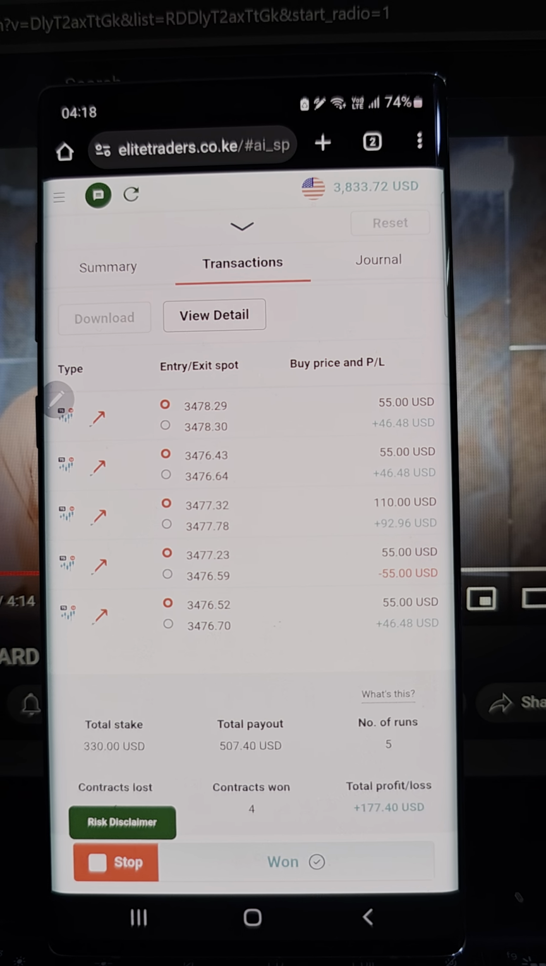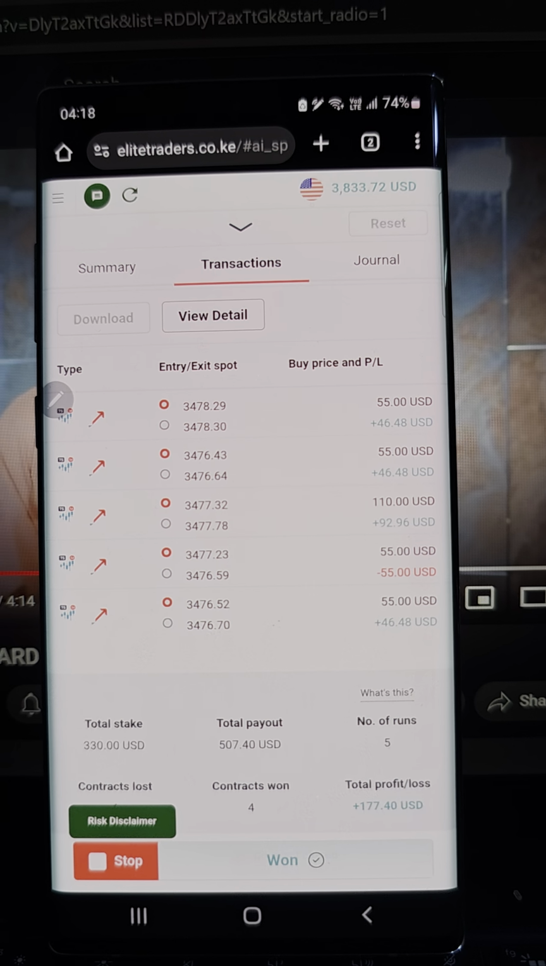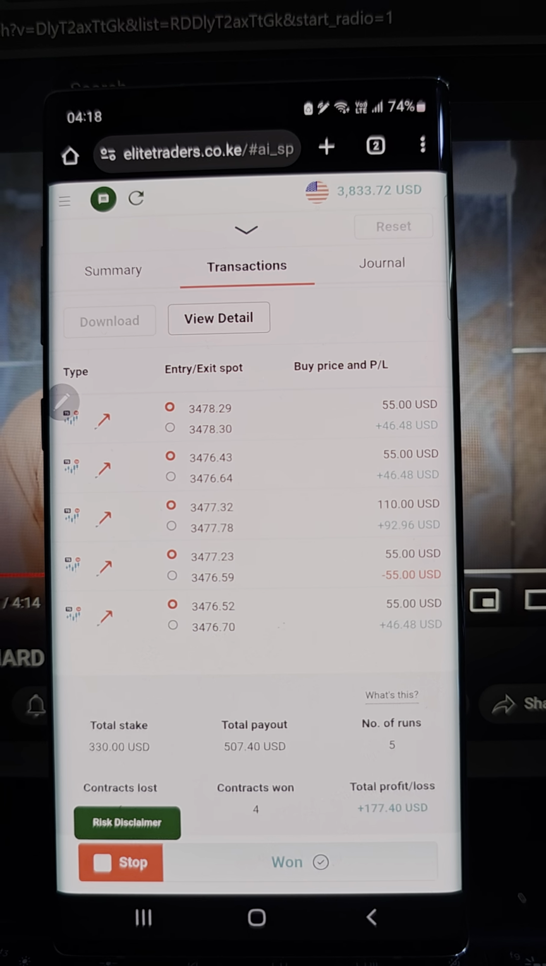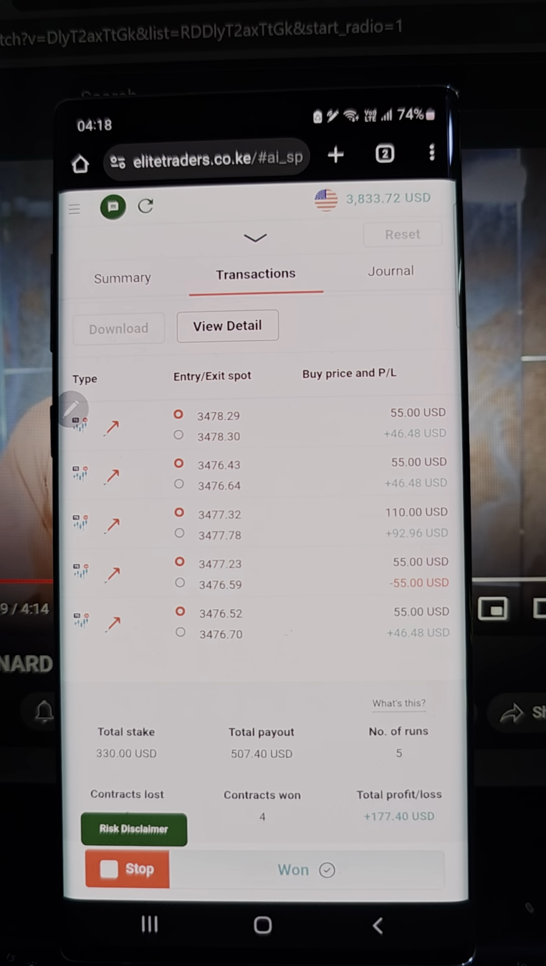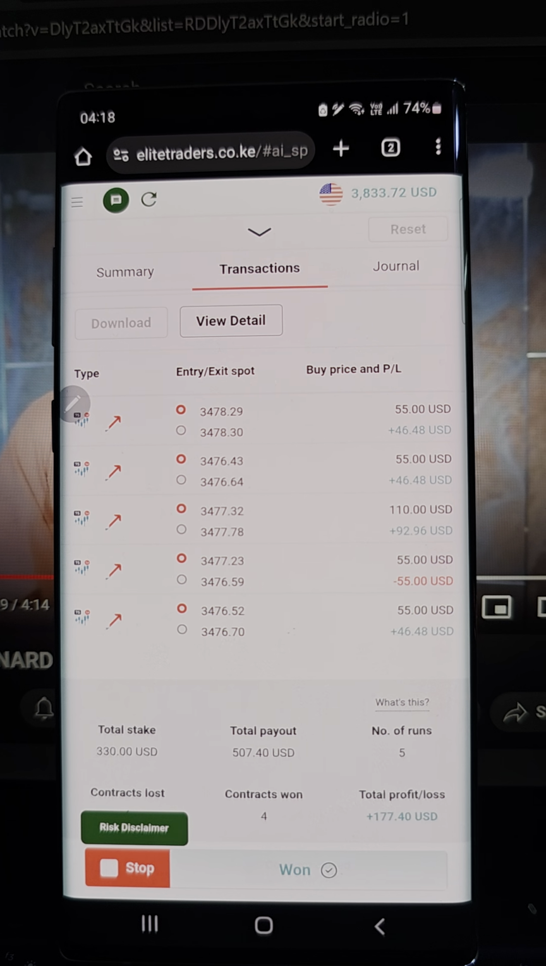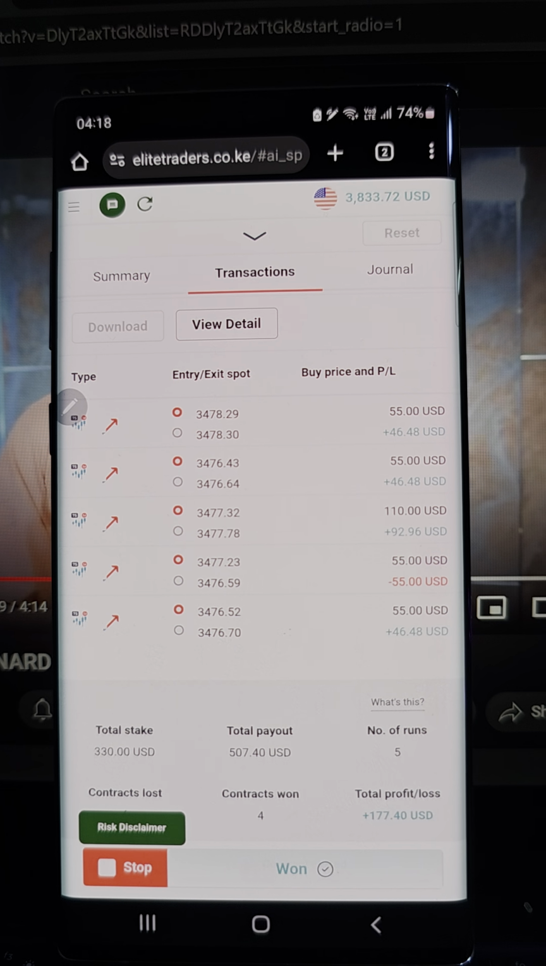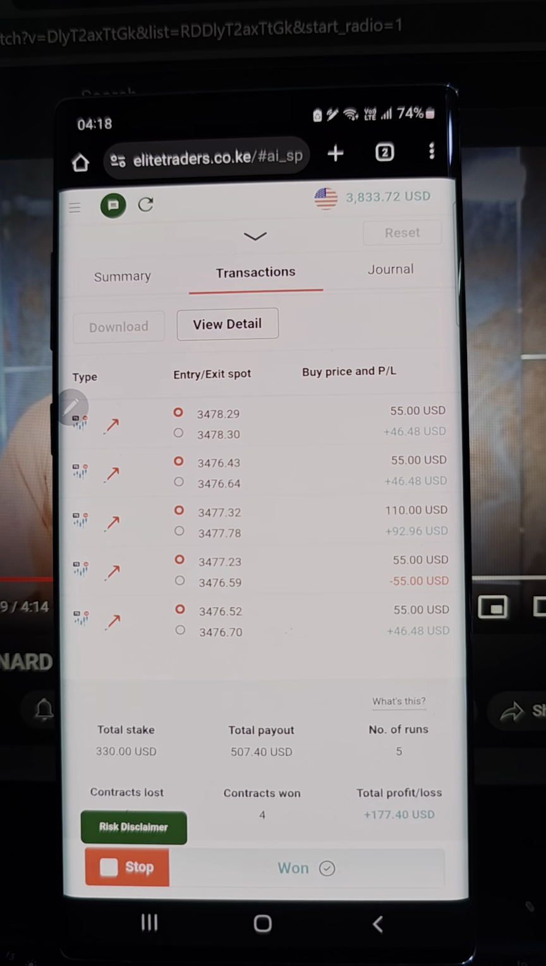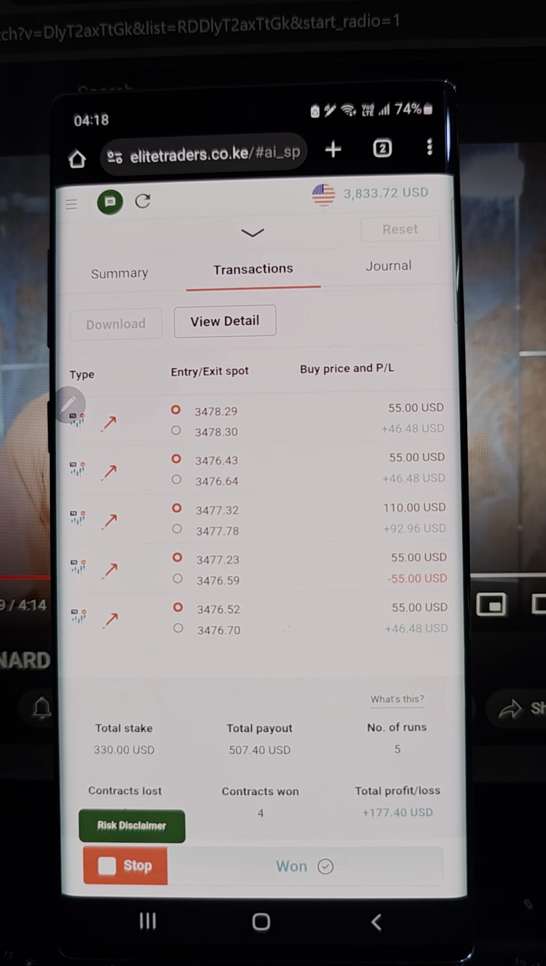That's why personally I normally have a trade limit. If you don't want to refund your account, always have a trade limit. Personally, I normally limit myself to 4 consecutive losses. The moment I hit 4, I'm done. I'm out of the market for that specific session.